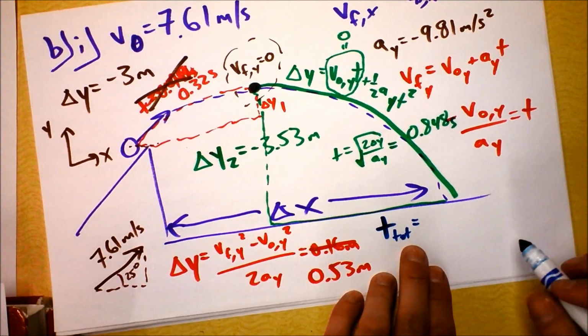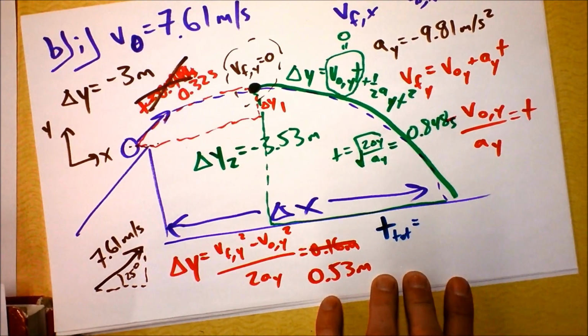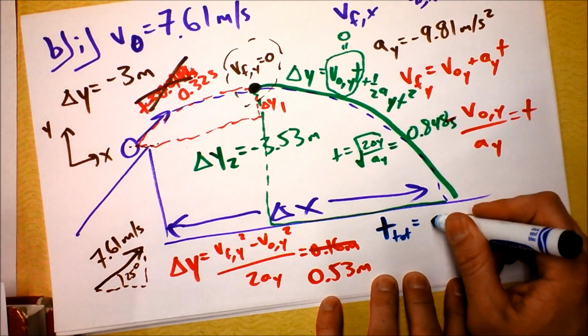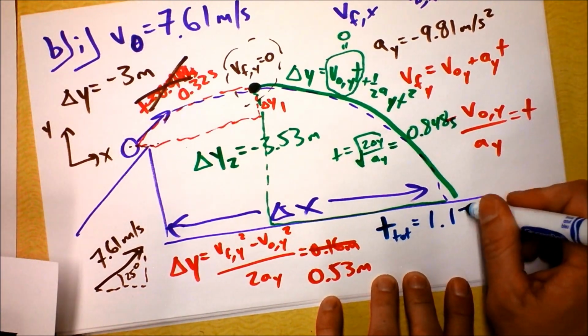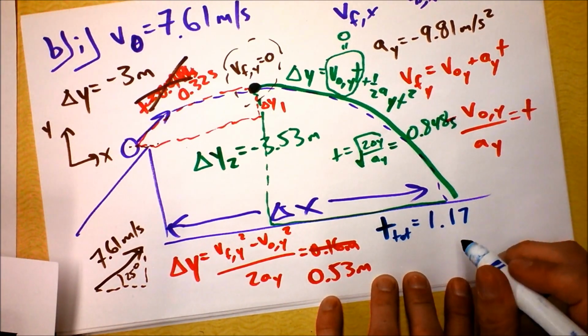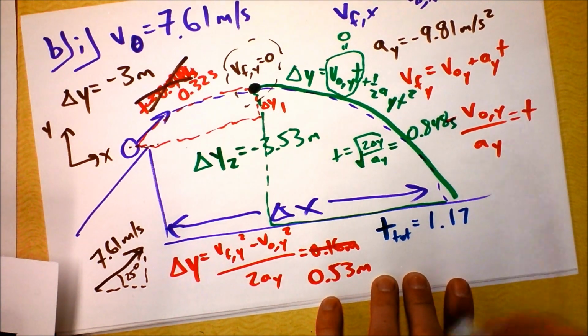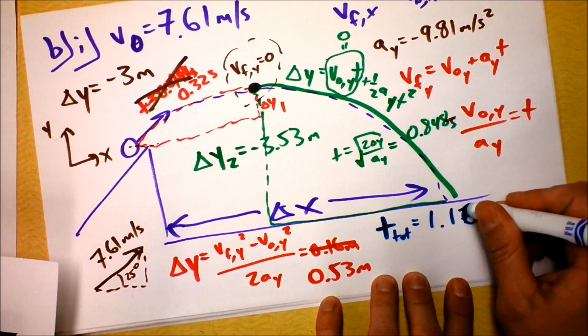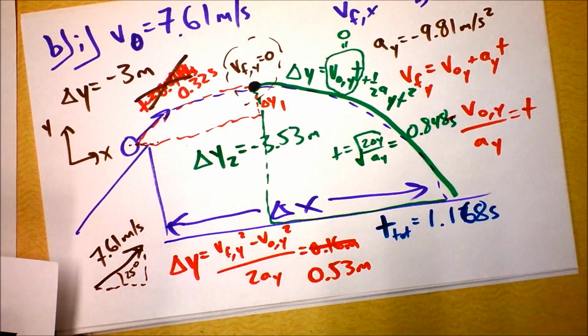T total is... oh shoot, am I going to have to add this in my head? 88.88. What? It's not 0.88? Did you put another 0 in there or something? It's going to be 1 point something. 1.173. 1.168? All right, great. Is that the time that it takes for it to go from here to the ground? Yes. All right, what are we going to do with that?